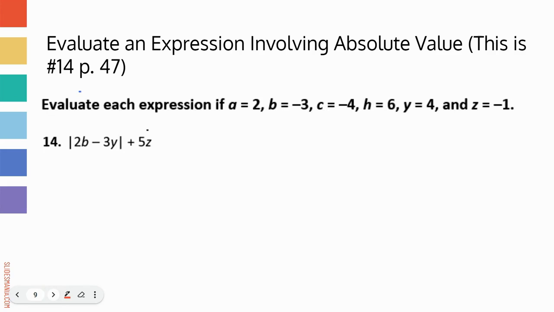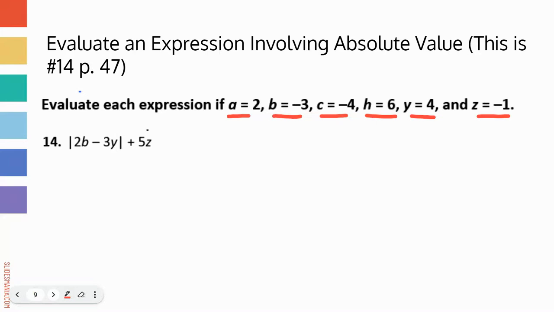Okay, so we want to evaluate an expression involving absolute value. This is on page 47. It's number 14. So evaluate each expression if A equals 2, B equals negative 3, C equals negative 4, H equals 6, Y equals 4, and Z equals negative 1. Now, we don't have all those letters in our problem on number 14, but you will be doing some practice with those.